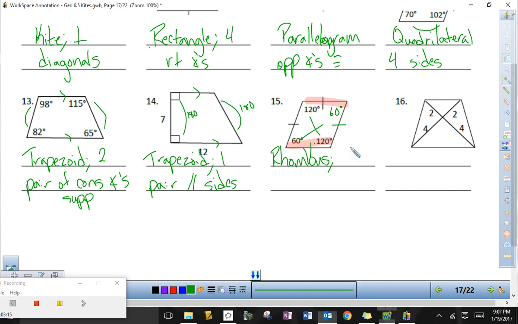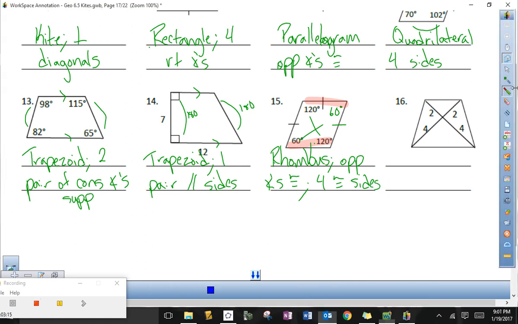For two reasons. The first was the opposite angles were congruent. That made it a parallelogram so that I could mark the other information to know that I've got four congruent sides. Okay, you have to have both reasons there.